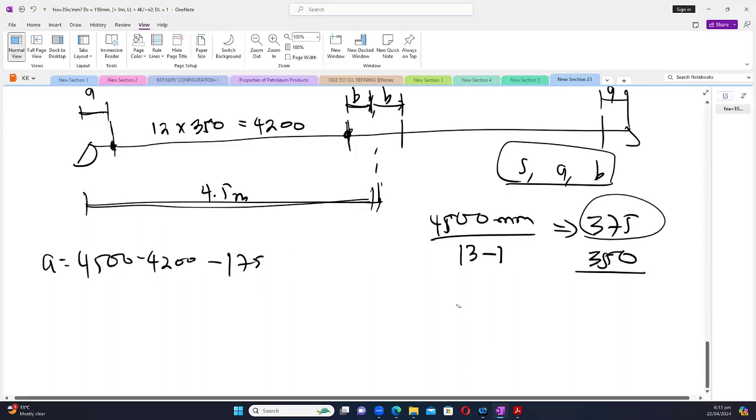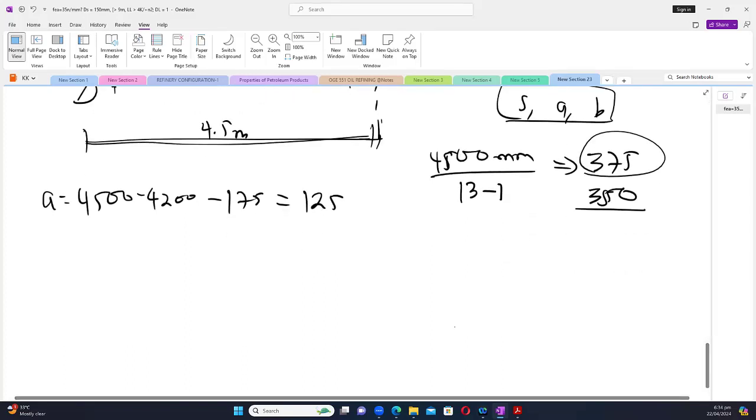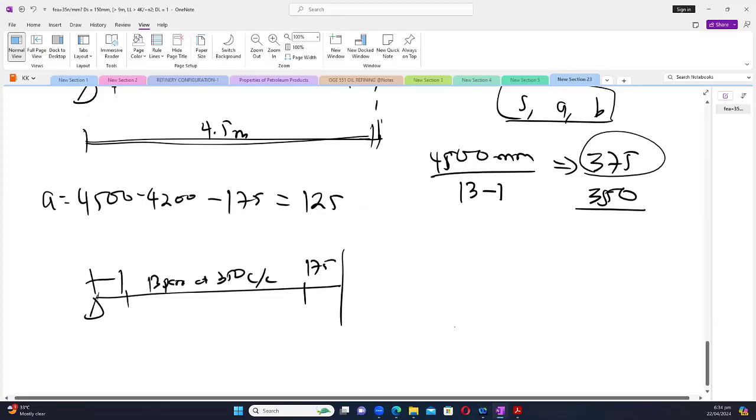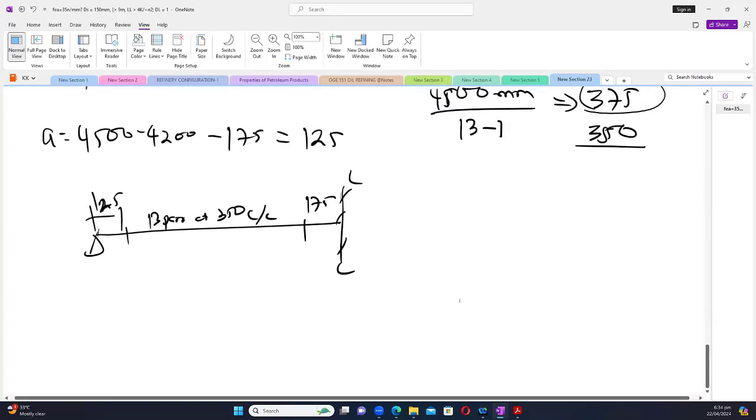And you said the answer is what? 125. Okay, it looks nice. We'll take this one. So the arrangement, you draw this one, and you say from here to here. That one, you draw it nicely. You say 13 pairs at 350 center to center. Then 175, 125. Okay, center line. So you are done with C. Can we continue to the next one?